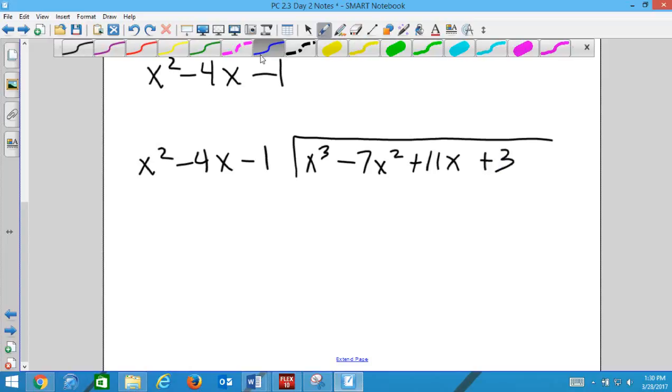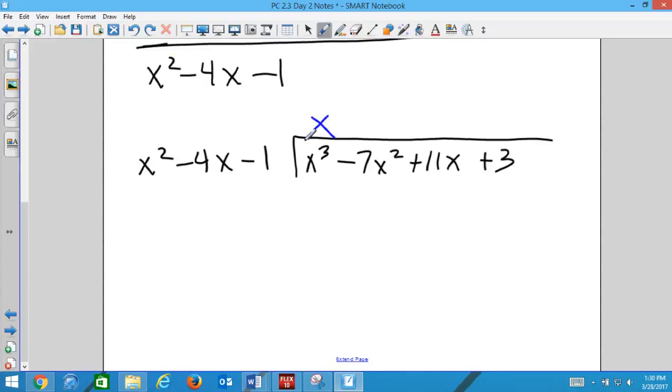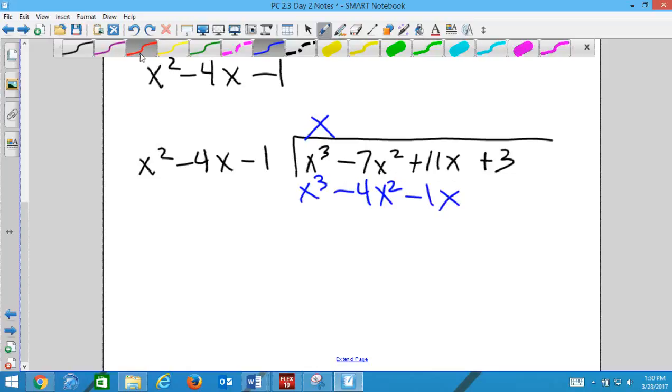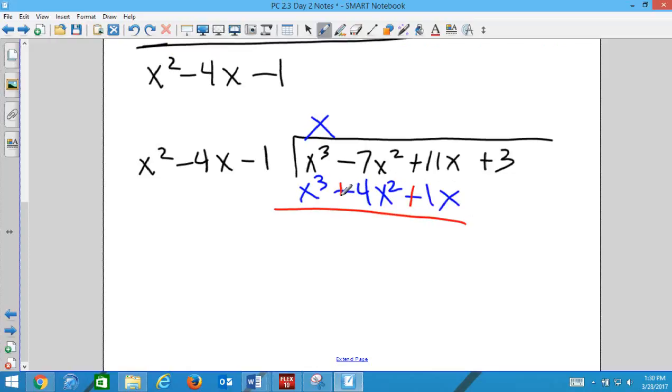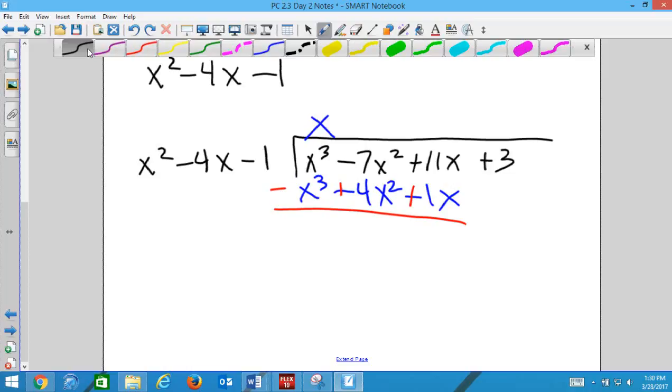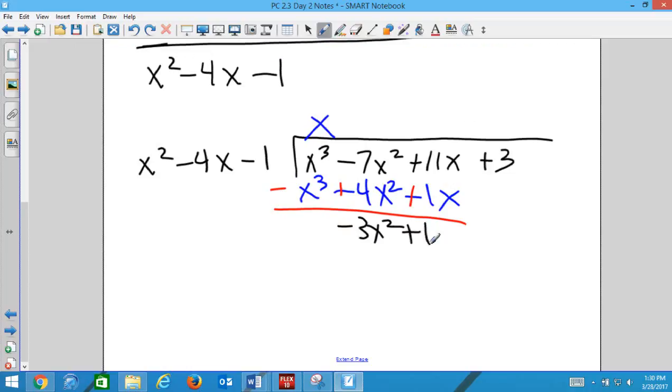So we practiced what we went over yesterday. We're going to take x squared and go into x cubed. How many times? You multiply x squared by x. X is the answer. So x, and then we distribute x to all three of those terms. I'm going to get x to the third minus 4x squared minus 1x. Then draw the line, change the signs, and we add. We get negative 3x squared plus 12x. And we bring down the 3.